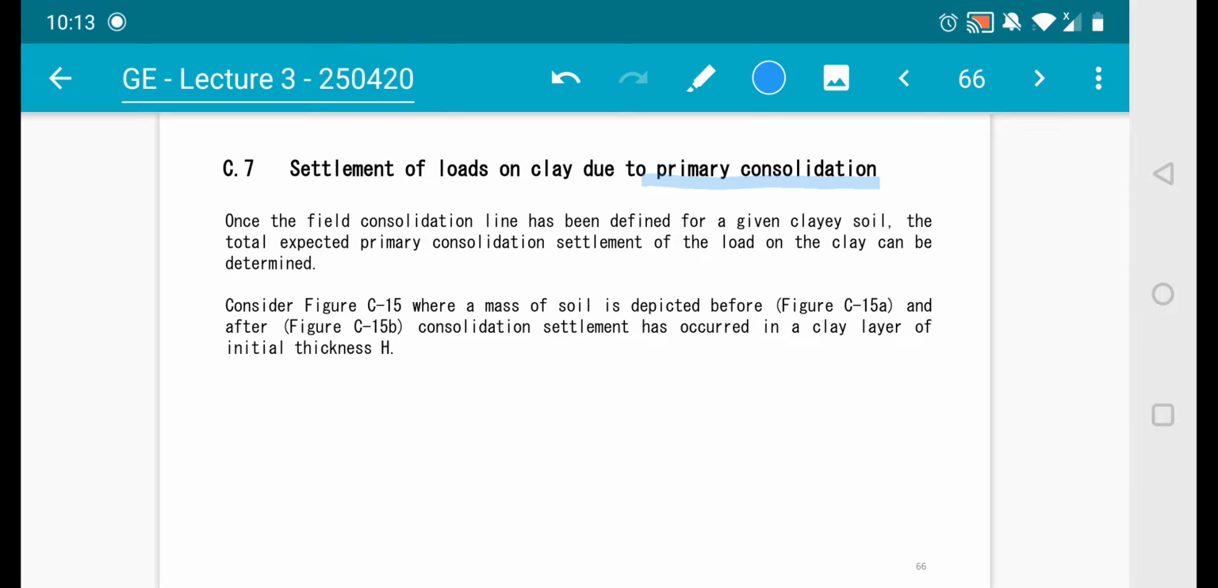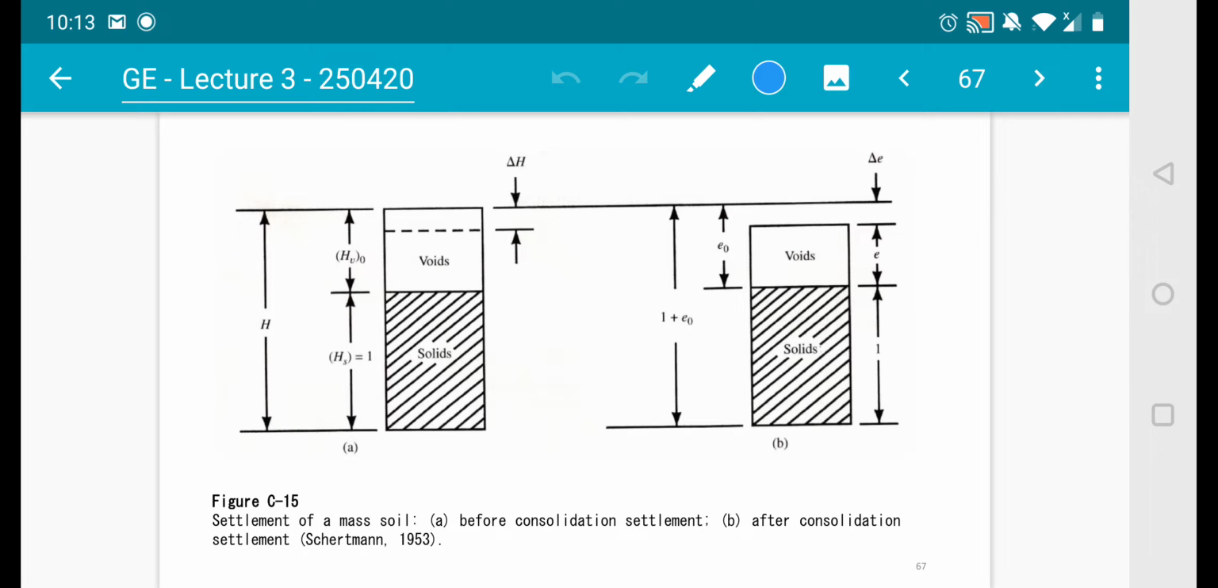Now, once the field consolidation line has been defined for a given clay soil, the total expected primary consolidation settlement of the load on the clay can be determined. Now, consider figure C15, where a mass of soil is depicted before and after consolidation settlement has occurred in a clay layer of initial thickness H. Okay, let's go to C15.